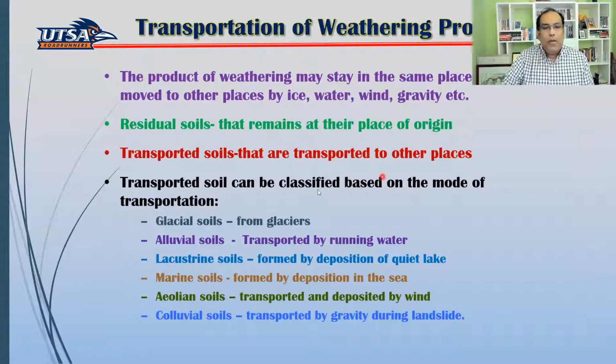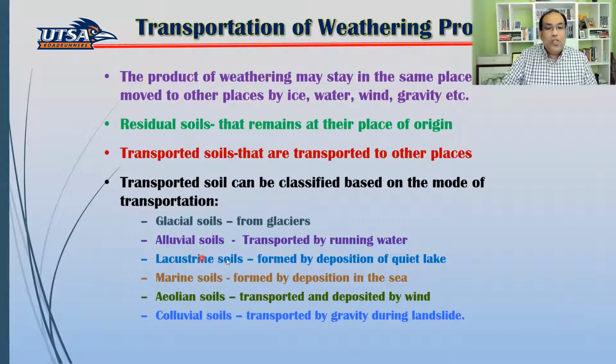Now, let's say glacial soils. These are moved by the glaciers. I'll show a picture on the next page. Alluvial soil is transported by running water. Water will suspend all the soil particles in it and move when flooding, and put them all over the place. When the water recedes slowly, they will be deposited on the plain. That's called alluvial soil.